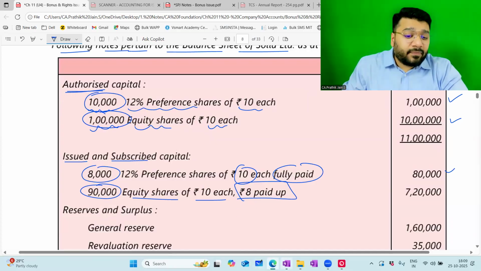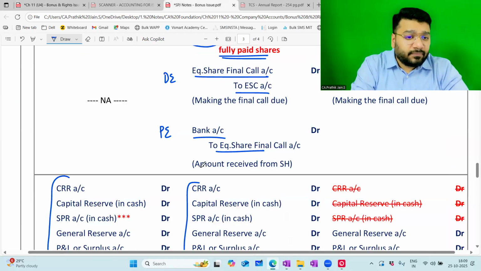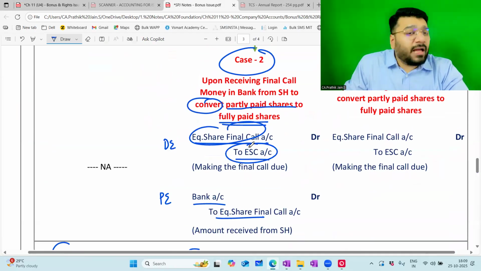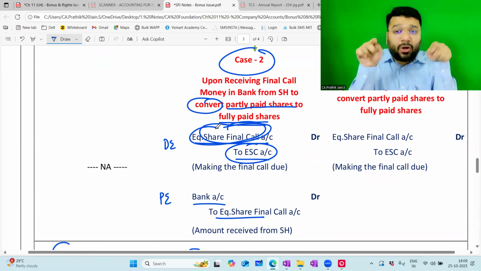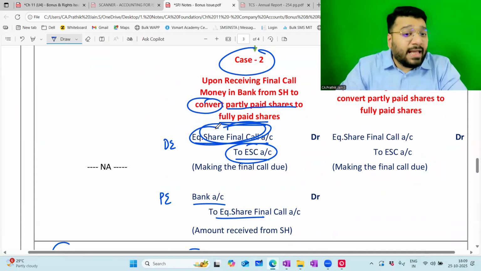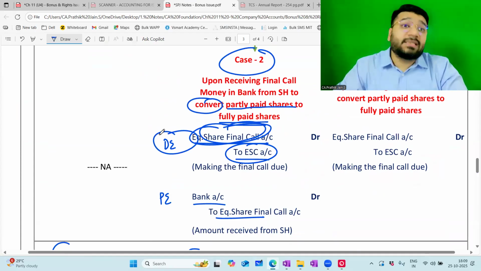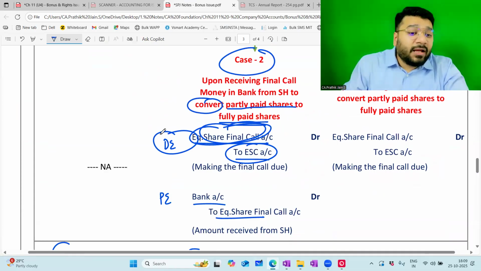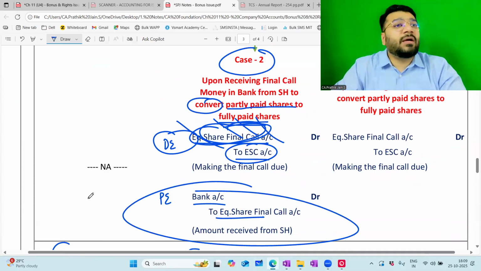See people, if the first entry is already passed, equity share final call to equity share capital, then this equity share final call will be transferred to calls in arrear. So in the balance sheet, from the issued and subscribed, I'll minus calls in arrear. If that is not there, which means this entry is not yet passed. If this entry is not yet passed, means call is not yet done. If calls in arrear is there in the balance sheet, then this entry you need not pass. You will directly pass this entry.